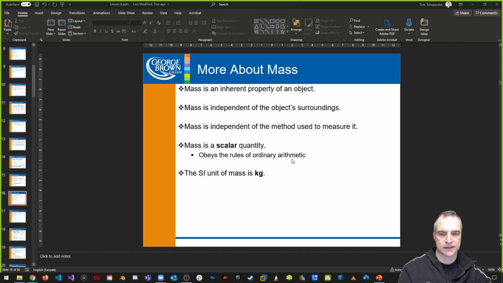We can say that mass is a scalar quantity because there is no direction for mass. I'm looking at mass as an undirected quantity. Mass is something that is concentrated in a specific spot, and the unit of measure for mass that we're going to use in this course is kilograms.